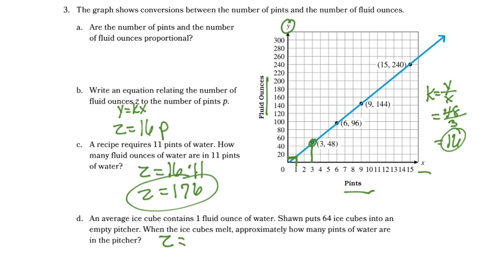So Z is equal to 16P. Our ounces are going to be 64 because there are 64 ice cubes there. 64 equals 16P. We need to divide both sides by 16. So that's going to give us P on our right-hand side. And then we do 64 divided by 16, which gives us 4 pints.